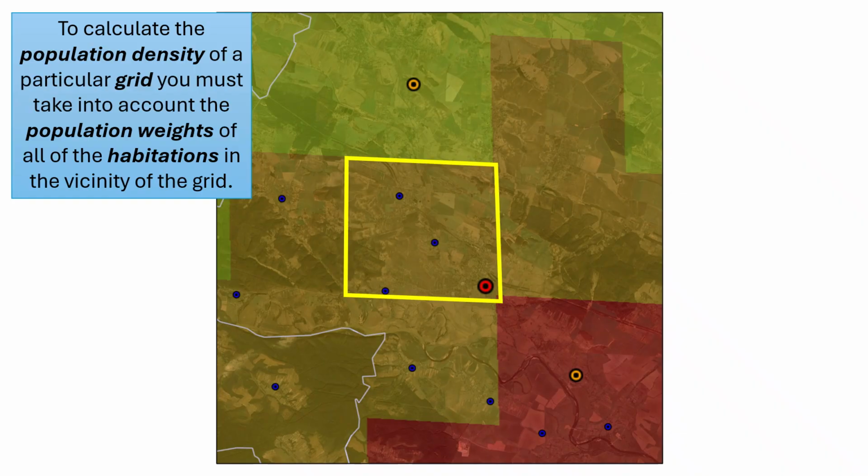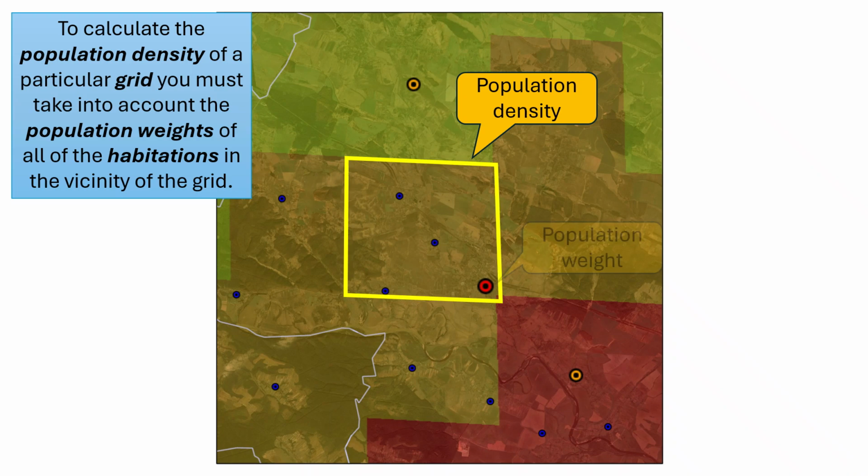To calculate the population density of a particular grid, we need to take into account the population weights of all of the habitations in the vicinity of the grid.